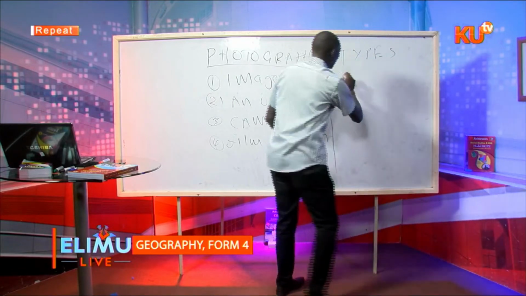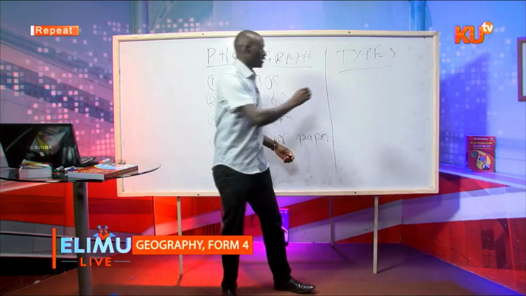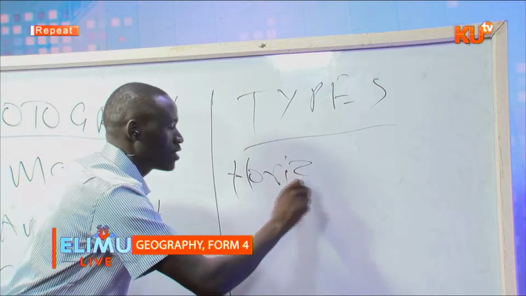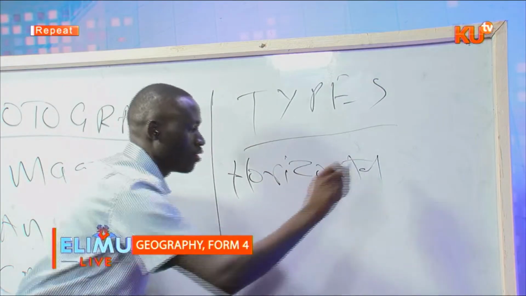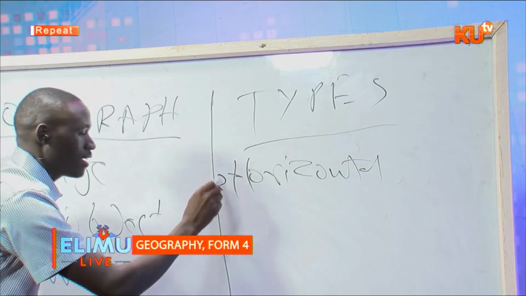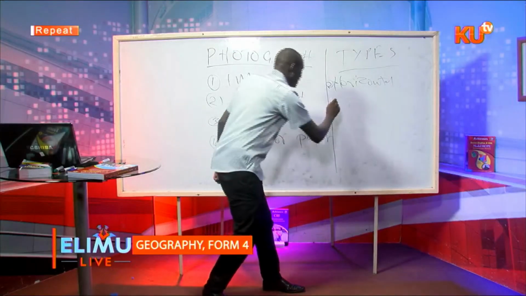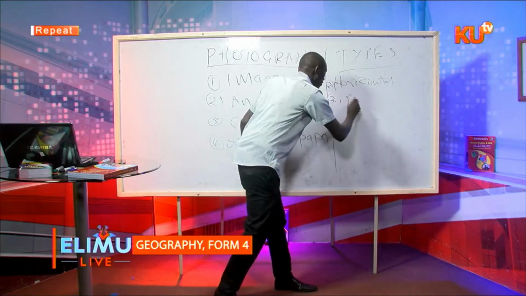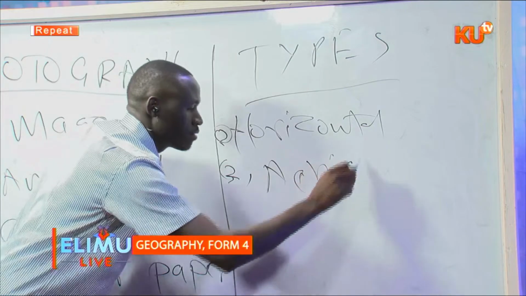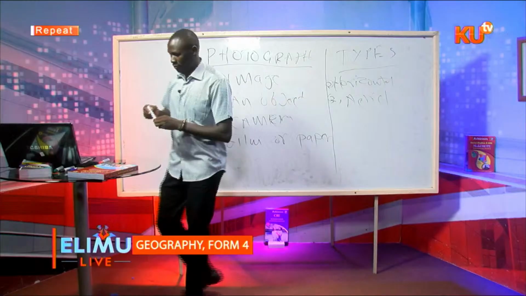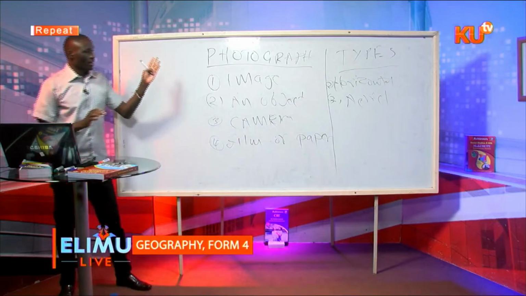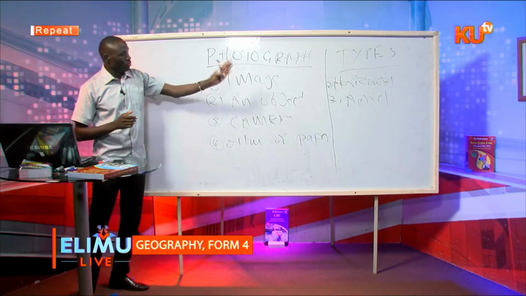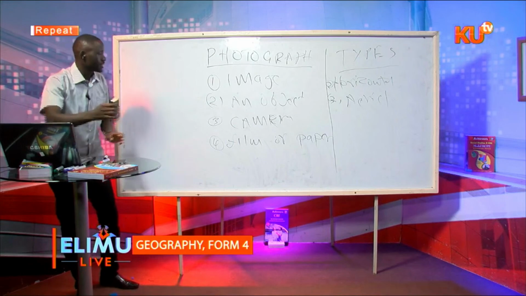Types. So when we are talking about types, there are only two types. One, we call it horizontal photograph, and the second one is the aerial photograph. So there are only two: horizontal and aerial photograph. Now let's start by looking at what horizontal photograph means.